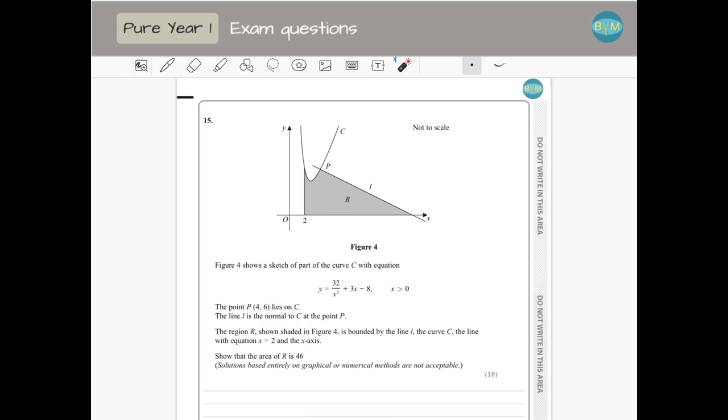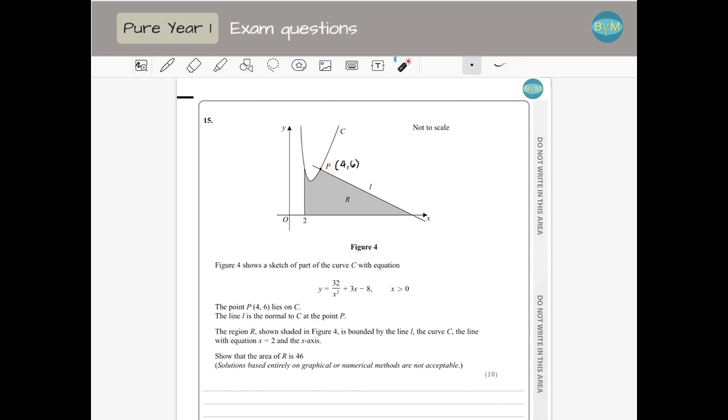Hello, this is question 15 on your June 2018 AS paper from Edexcel, and it's an integration question. So we have a sketch here of a curve C, which has this equation, and a line L. They say the point P (4, 6) lies on C. So this point here, P, is (4, 6). The line L is normal, so perpendicular to the curve at P.